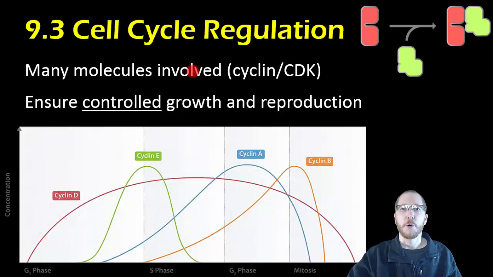Welcome to section 9.3, where we're going to cover how we control the cell cycle and what happens if we don't properly control the cell cycle. So starting off, if we're going to make sure our cells only divide when they should, we have to have some mechanism in place to let us realize, is it appropriate for them to divide now? Because it's not like we want our cells to divide constantly.